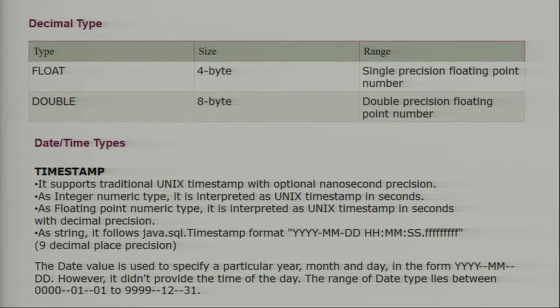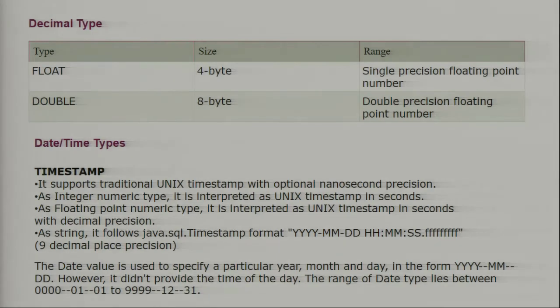That is another point of it. That is microseconds which you want to work. So it is having a 9 decimal place precision which is to be taken care here. Okay. Then the date value is used to specify a particular year, month and day only in the form of 4y double m double d. However, it didn't provide the time of the day. The range of data type lies between the following range. You can see that. Okay. So this is the range in which the data can be utilized of date.